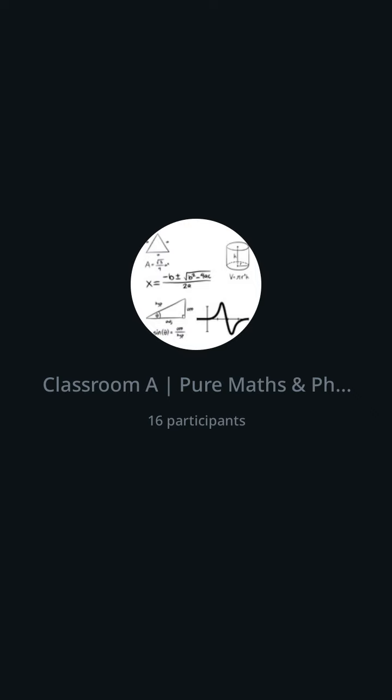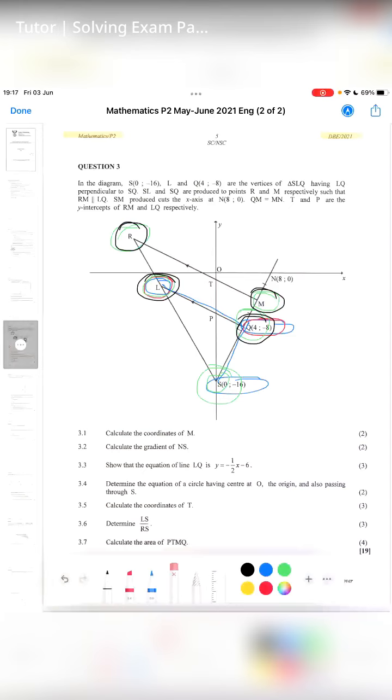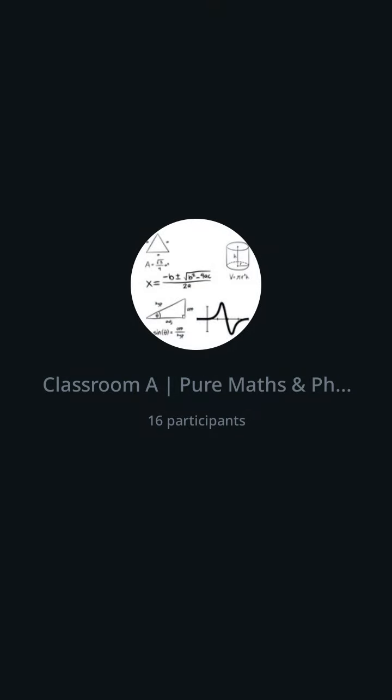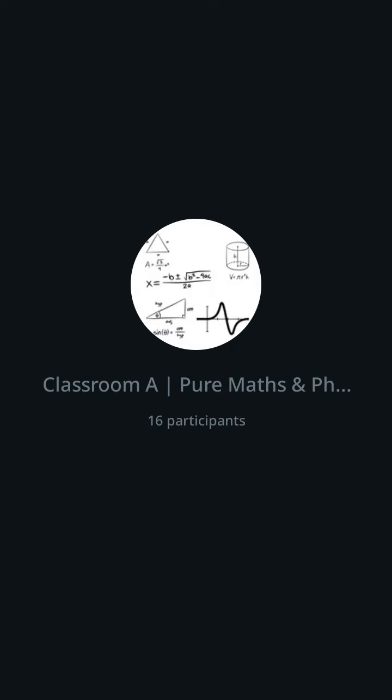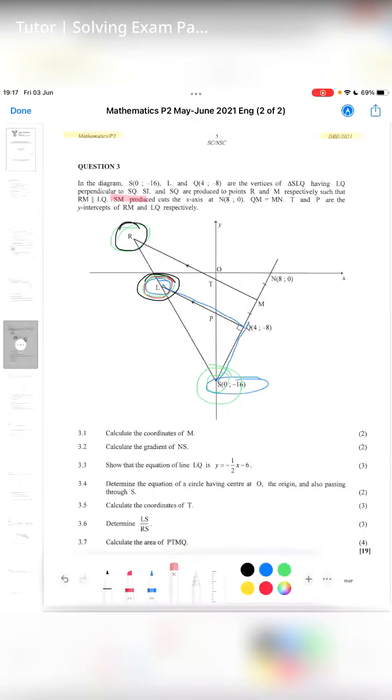So the moment you mention the letter, the moment you mention the letters, or exit is that letter. SM produced past the x-axis at N. Oh no, this is SM produced to cut the x-axis at point N with coordinates 8 and 0. So this is S, M, with the line being produced to cut the x-axis at N. There is N.